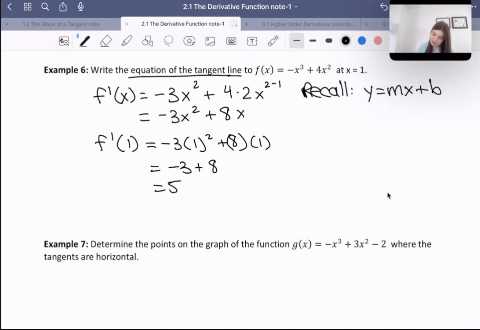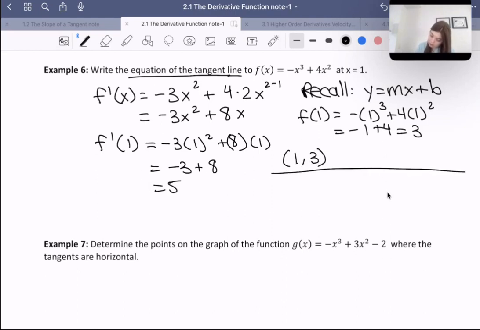So if that's the case, then we need to plug in 1 into our original equation to find the y value. When x is 1, what is y? Well, let's see. Negative 1 cubed plus 4 times 1 squared would be negative 1 plus 4, which is 3. So therefore, we have the slope of the tangent line, which is 5, right? We established that earlier. And we have that a point on this tangent line is (1, 3).